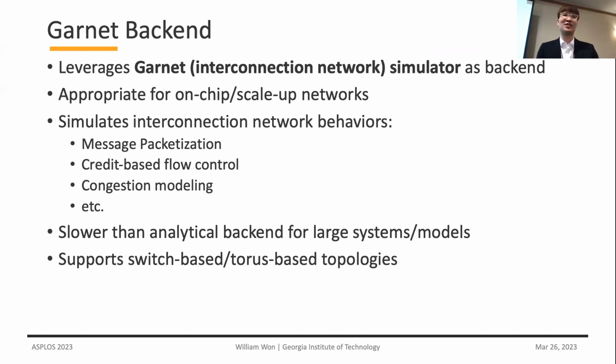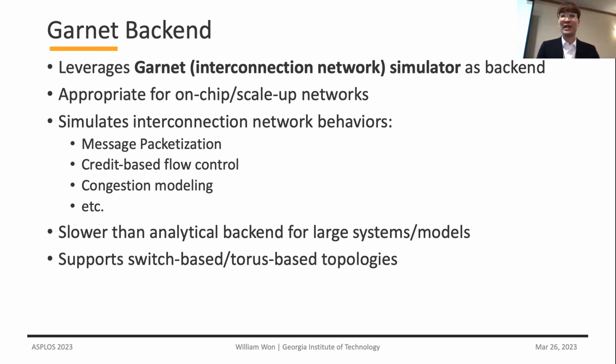And the Garnet backend, as the name suggests, leverages Garnet, the interconnection network simulator, as the network backend. This is appropriate for on-chip and scale-up networks. The Garnet backend can simulate common interconnection network behaviors, such as packetization, credit-based flow control, congestion modeling, and whatnot. Because of this, it's slower than the analytical backend for large-scale systems or workloads, but it can get more accurate results when these network behaviors are your target of interest.